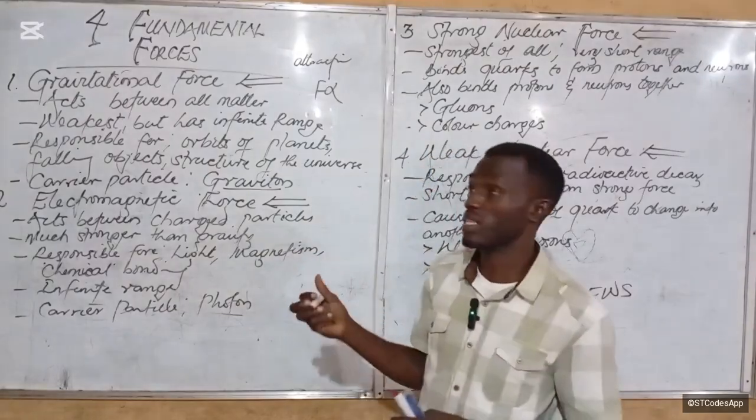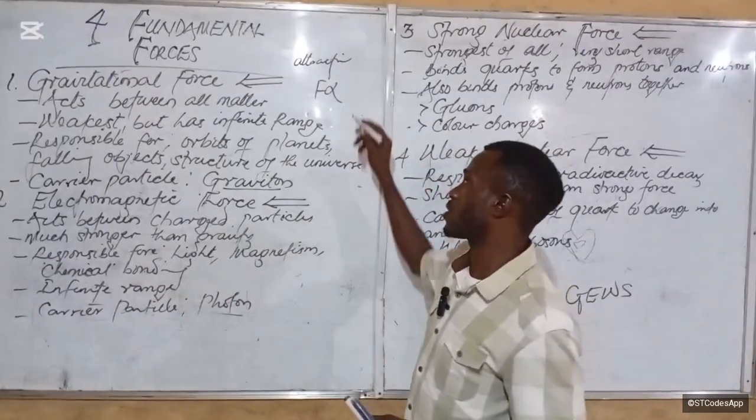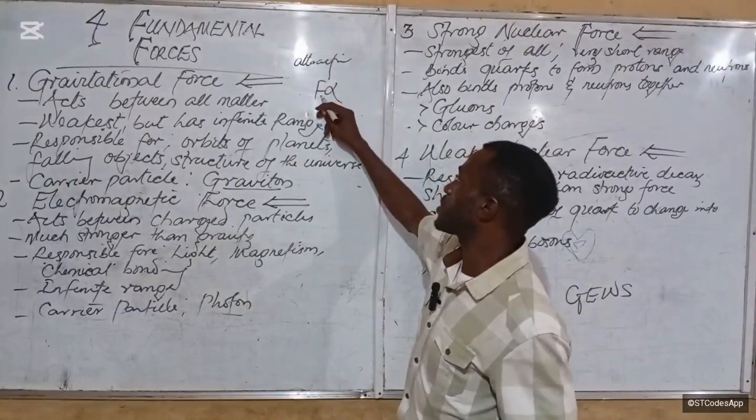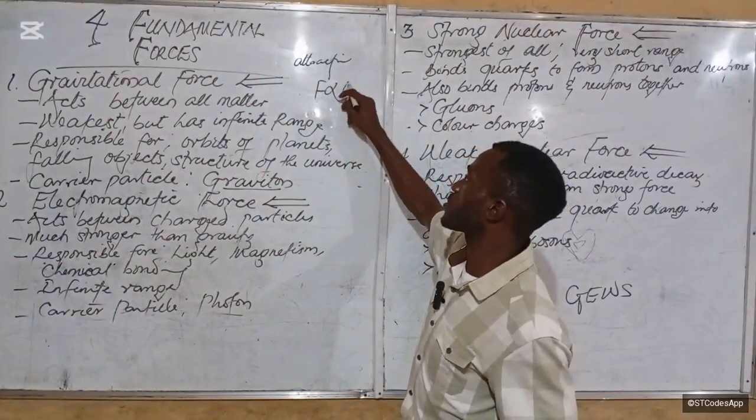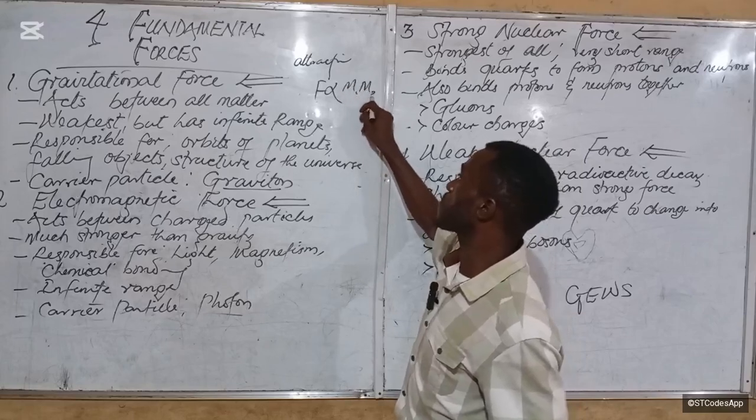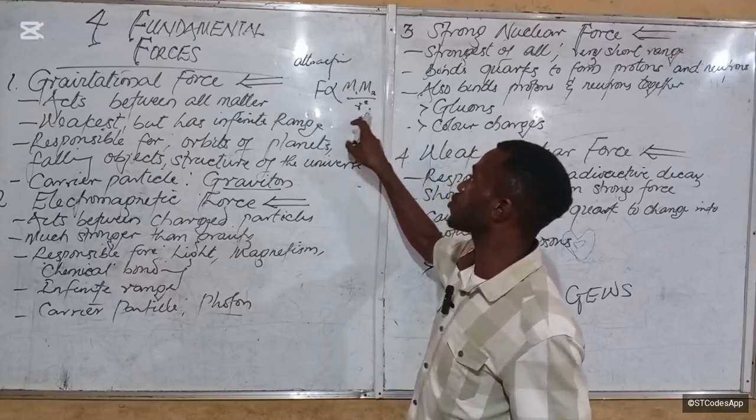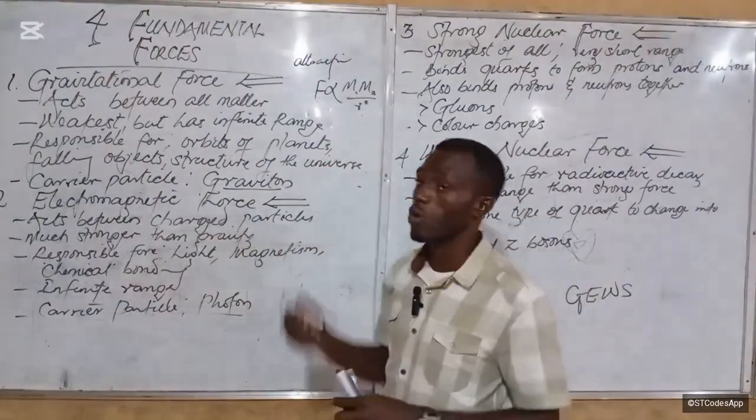And the magnitude of the force by which this attraction happens is given by Newton's gravitational law, which we know as the inverse square law, one of the inverse square laws that we have, which says that the force is directly proportional to the product of the masses, and inversely proportional to the square of the distance between the two objects.